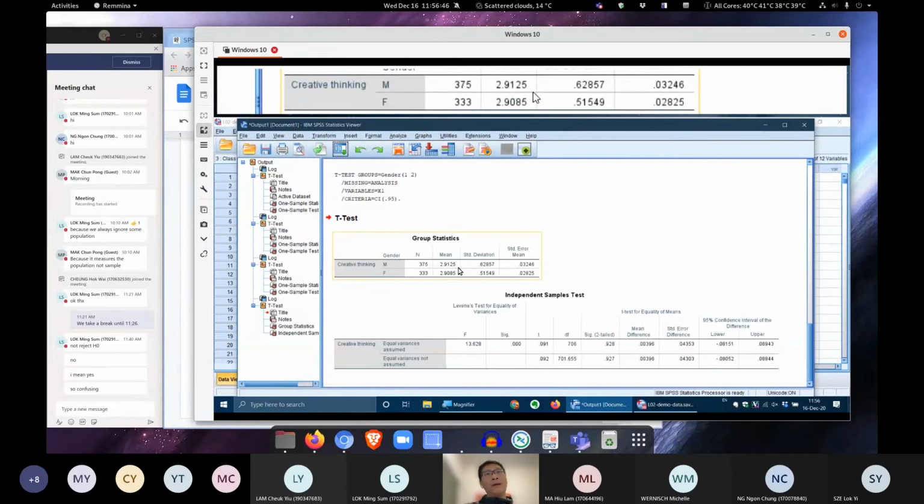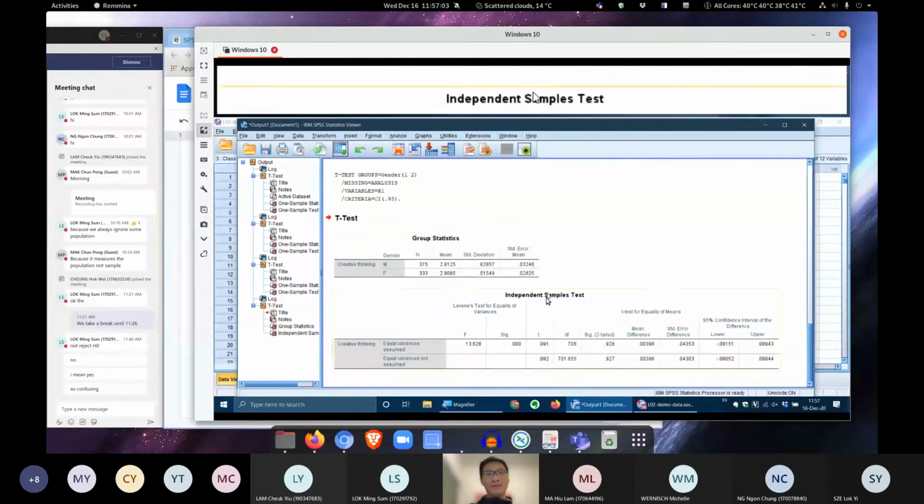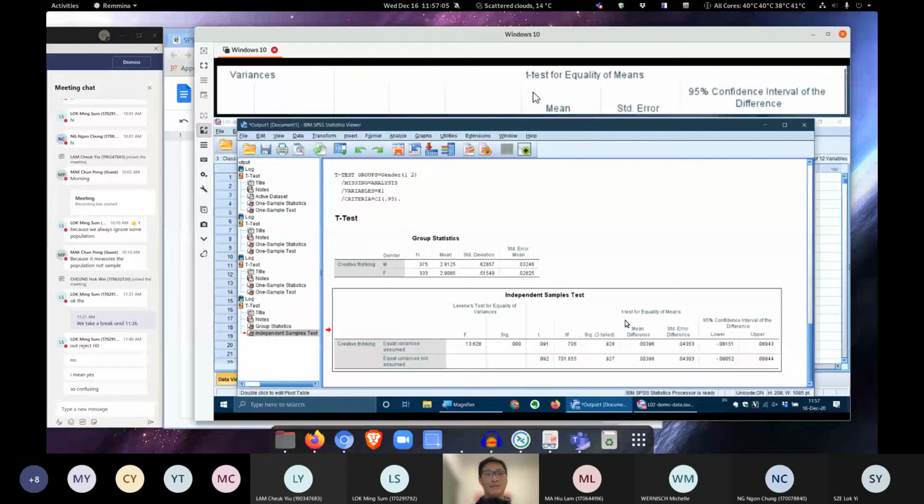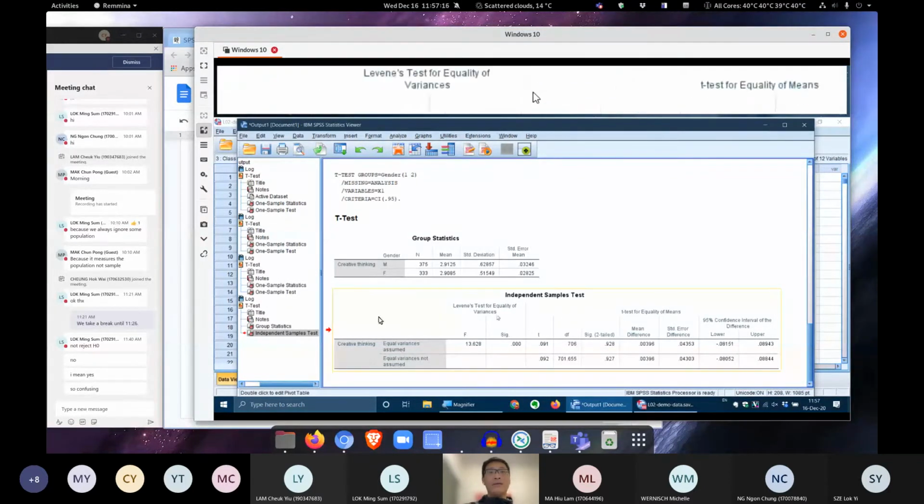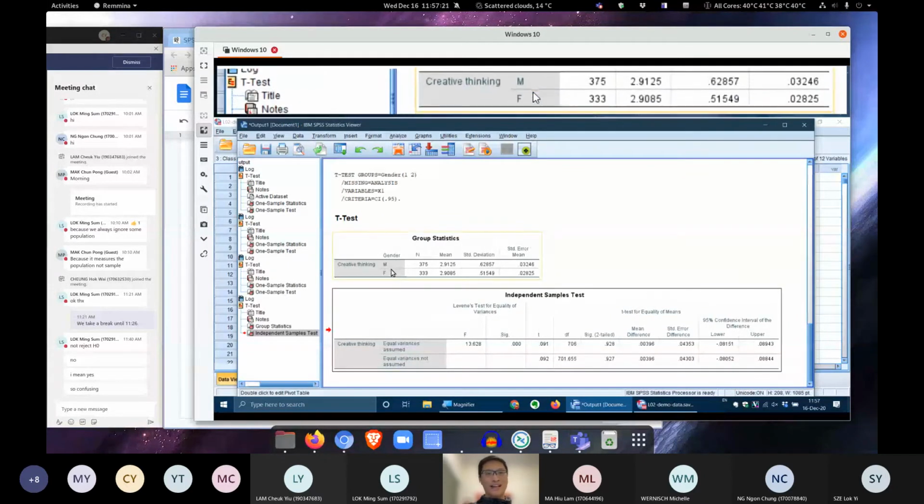So again, we want to compare these two numbers, do some hypothesis test to determine if these two numbers are close enough for us to conclude that the two genders are the same. So we do the independent samples t-test, and here is the result. Now, this test is a little bit more complicated than the one sample t-test. The reason is that we have two rows here. Now, these two rows have nothing to do with the two genders here. They are two rows for another reason.